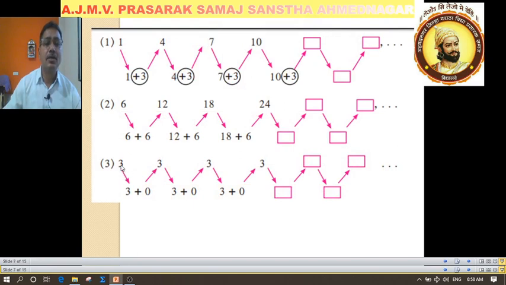In the third sequence, if we add 0 in the first term 3, we get 3. If we add again 0 in the second term, we get the third term 3, and so on. So 3, 3, 3, 3, and so on. This is also a constant sequence.